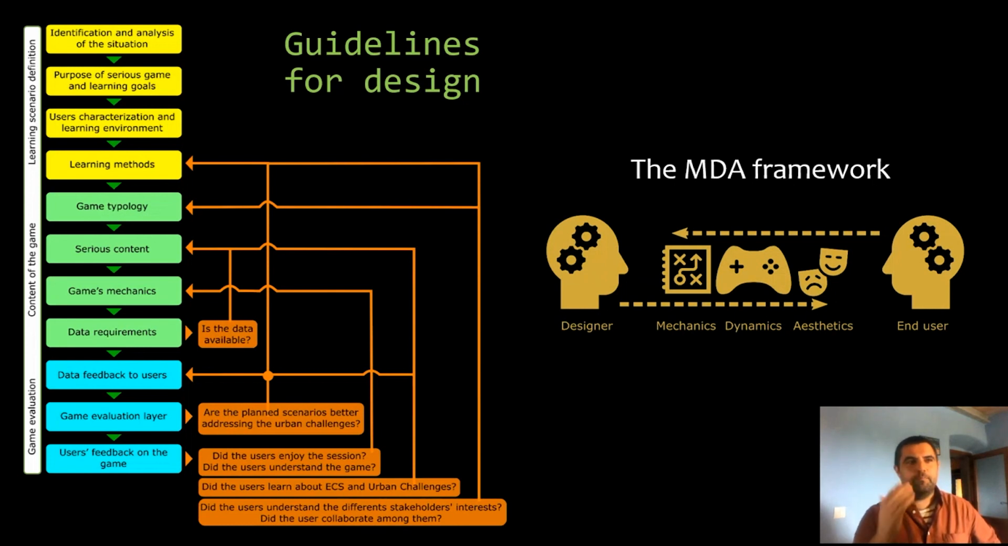Another approach that I like and that helped me to design this iterative framework is the mechanics, dynamics, aesthetics framework that I found in the scientific literature, which is about how games are designed. In this framework, the designer looks at the mechanics of the game, which are the objects, the rules, and these kinds of things, while the end users, the players, look at the aesthetics, how they perceive the game. Is it funny, is it interesting, these kinds of things. And the mechanics and aesthetics interact in the dynamics of the game.